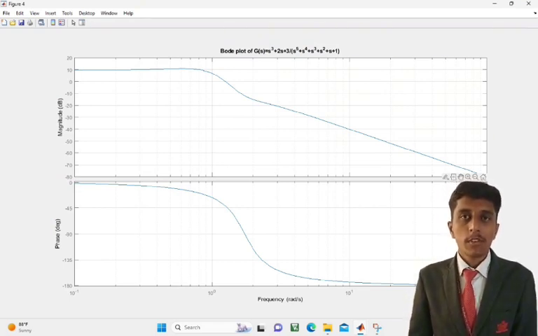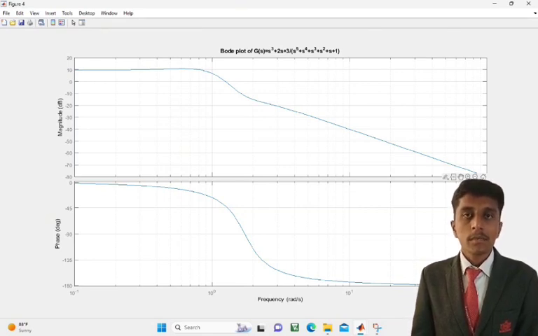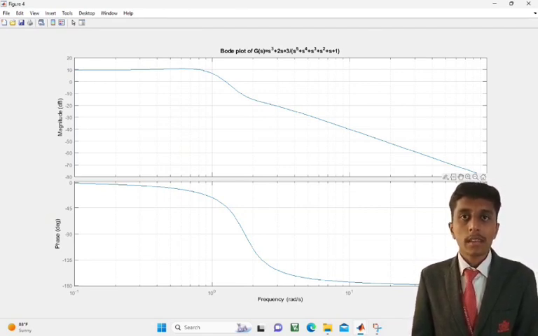After a successful Bode plot, we can see there are two outputs. The first one is frequency to the magnitude, and the second output is frequency to the phase. In the first, magnitude is on the y-axis and frequency is on the x-axis. In the second graph, we can see that the x-axis is frequency and the y-axis is phase.